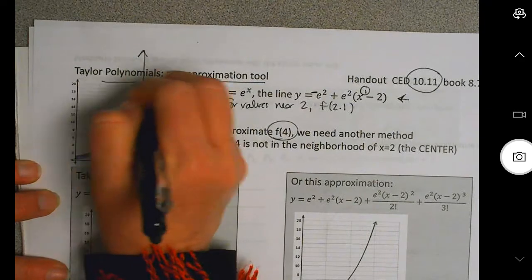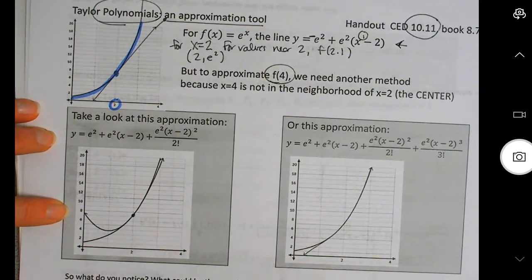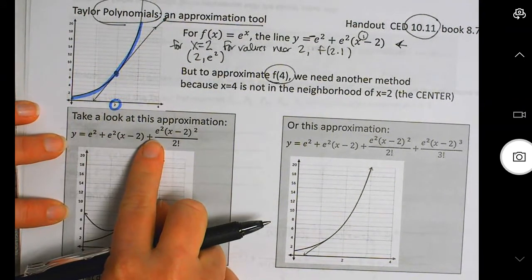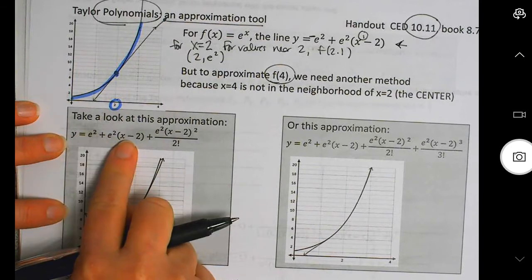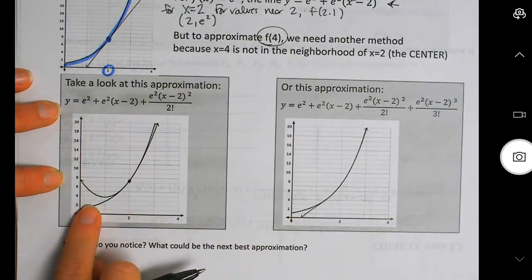So this is called Taylor polynomials, meaning that we're going to have many terms, right? Polynomial, we're going to have constants, first degree, second degree. See how this second degree one?